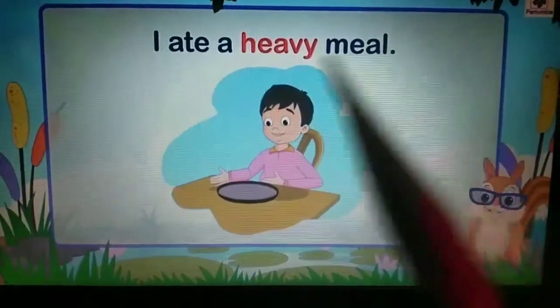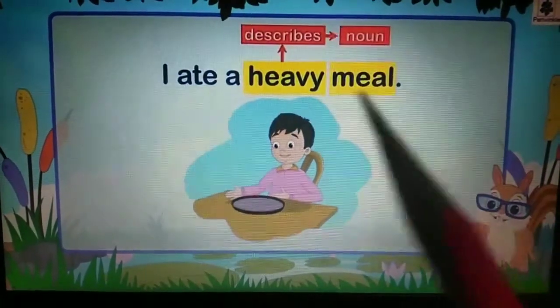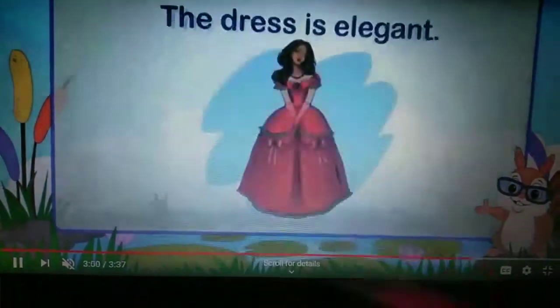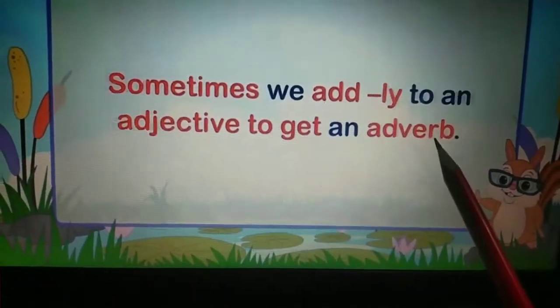I ate a heavy meal. Heavy is describing the meal, so it is an adjective. Sometimes we add ly to an adjective to get an adverb.